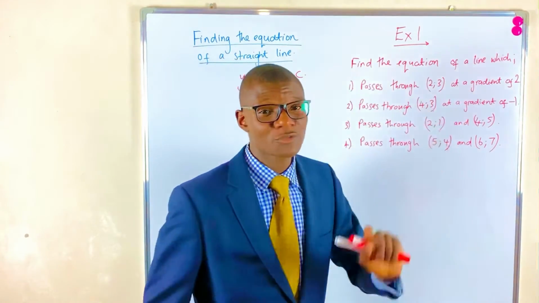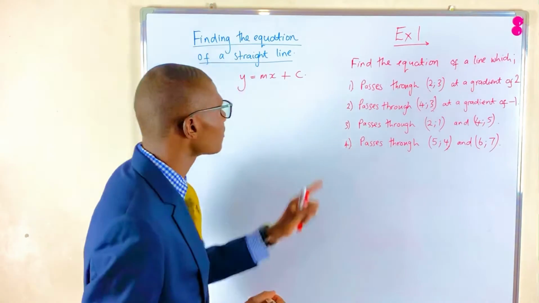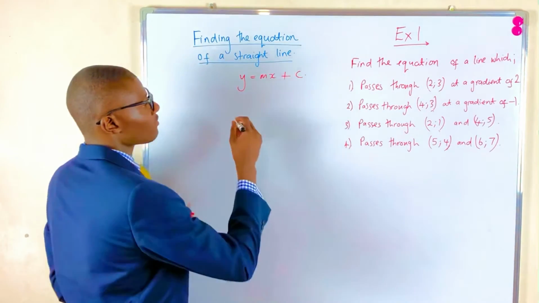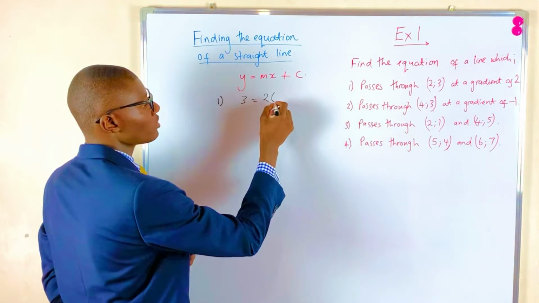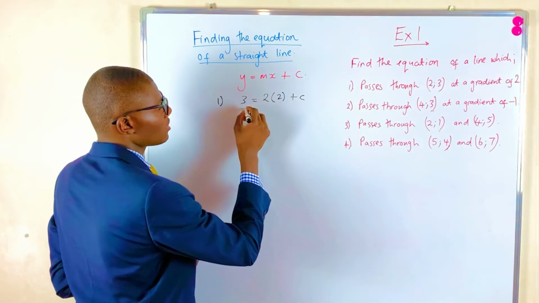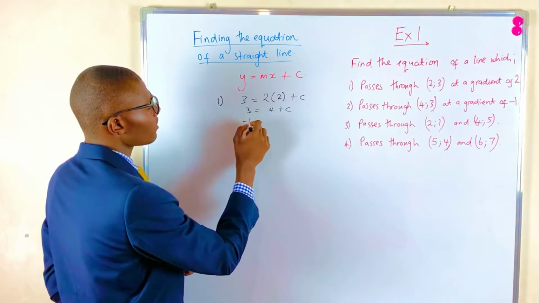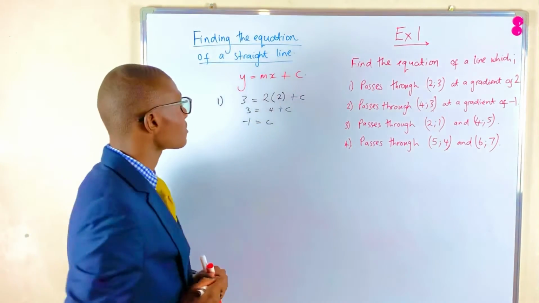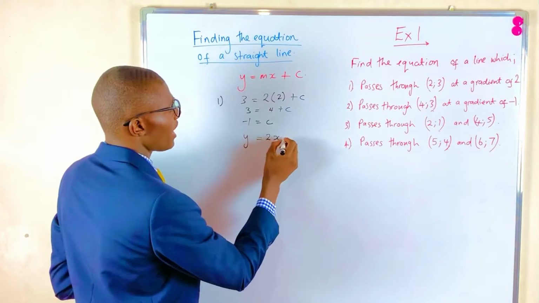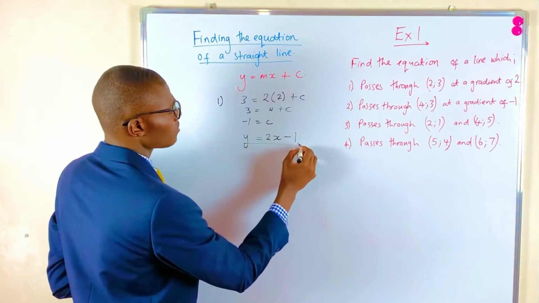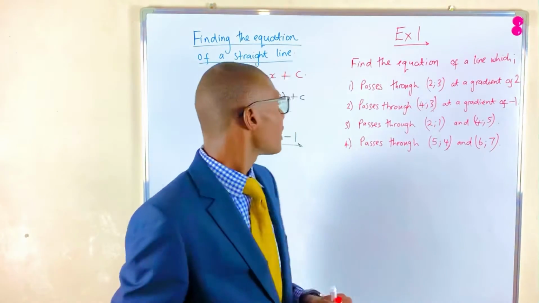at a gradient of 2. So like we said, here we can simply directly substitute, then solve for the y-intercept, which is c. So I'm saying the value of y is 3, 3 is equal to m, which is 2, times x, 2, plus c. So 3 is equal to 4 plus c, and taking 4 to the left-hand side, 3 minus 4 will give us minus 1. So c is equal to minus 1, such that the equation would be y is equal to m, which is 2, x plus c, which is minus 1. So this is the equation of the line that passes through this point at a gradient of 2. Now moving on to number 2.